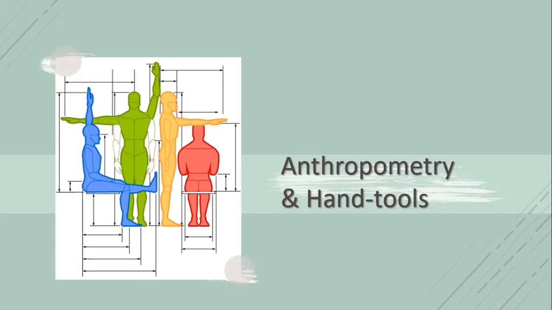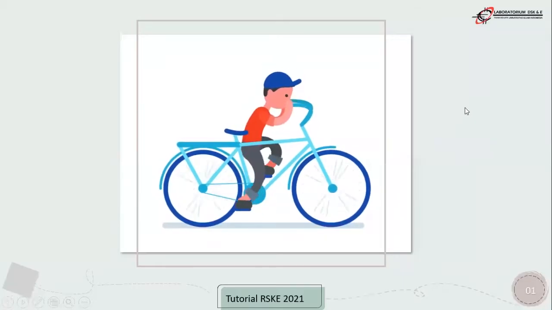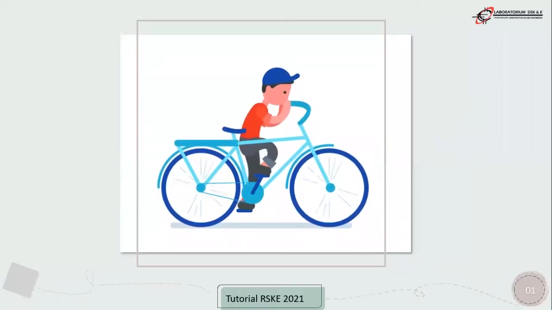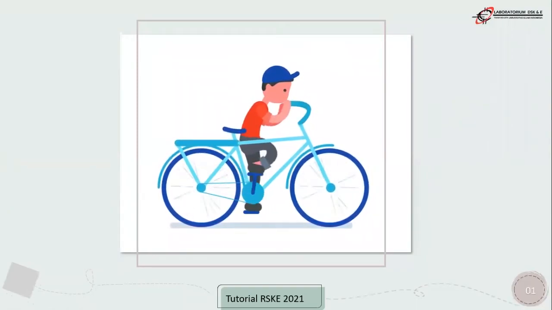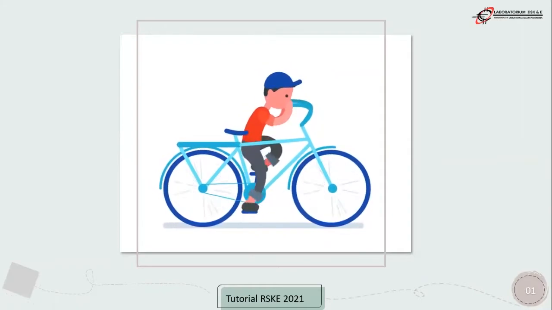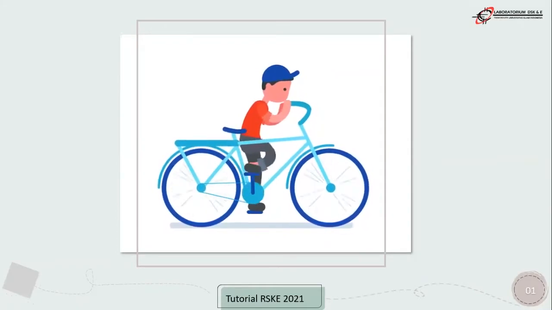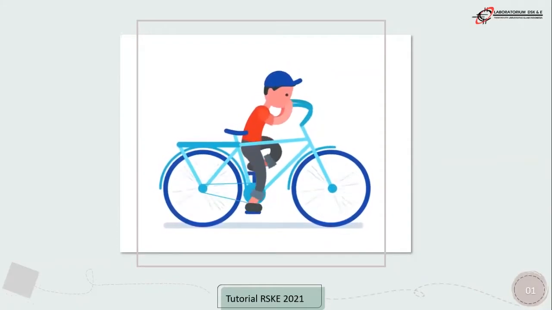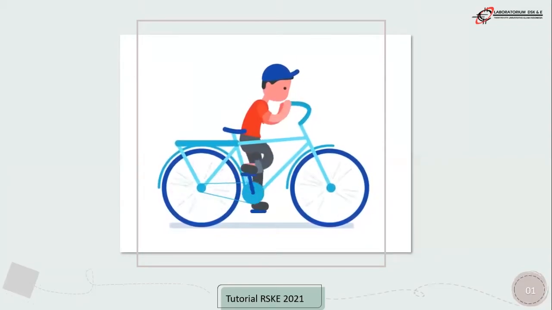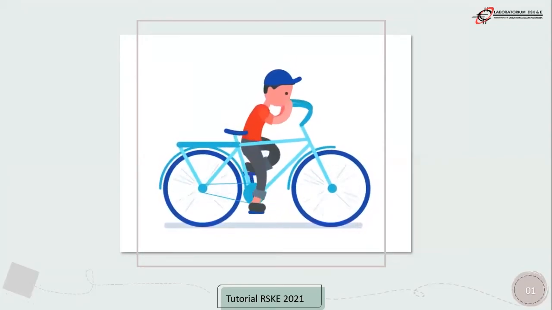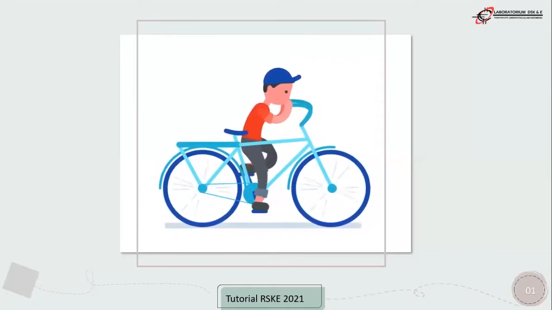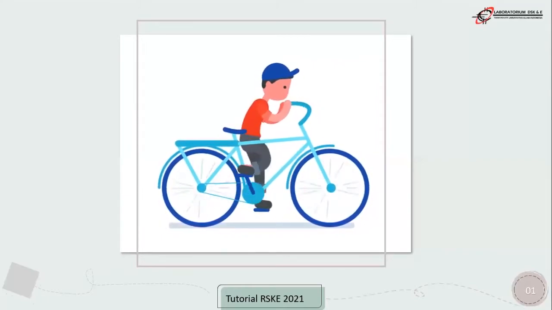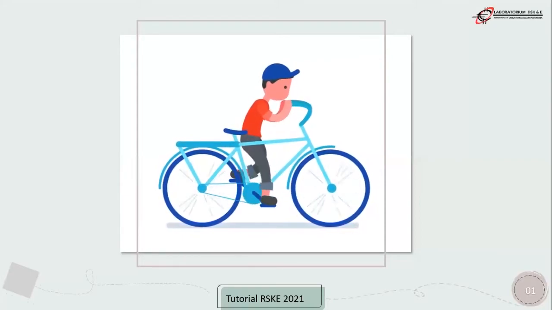Okay, let's take a look at this illustration. We know that a bicycle that doesn't match the user's body size will make the person feel uncomfortable and find it difficult to ride or use. From this bicycle, we know that the pedals, handlebars, and other parts must be adjusted to the dimensions of the human body.